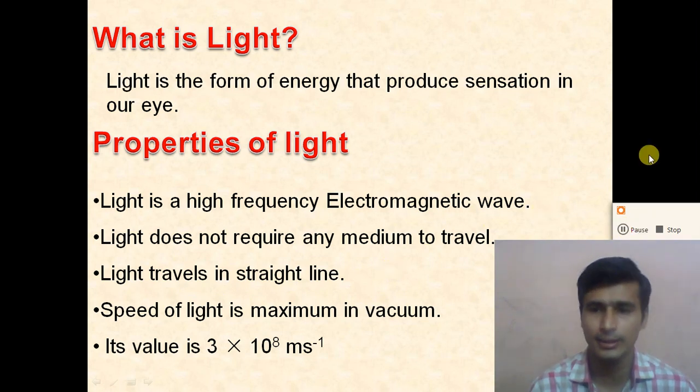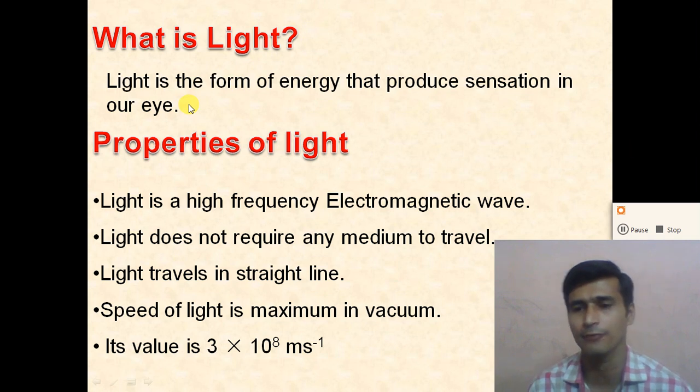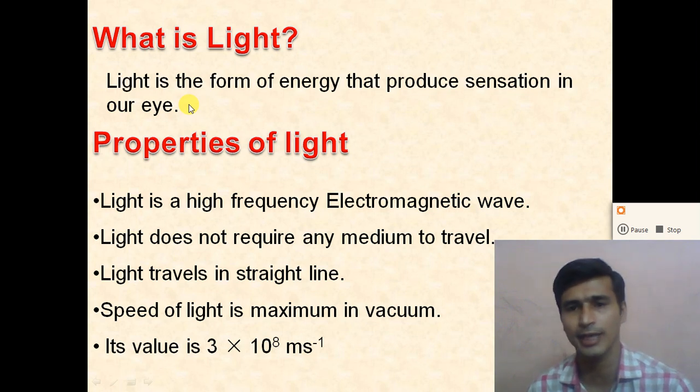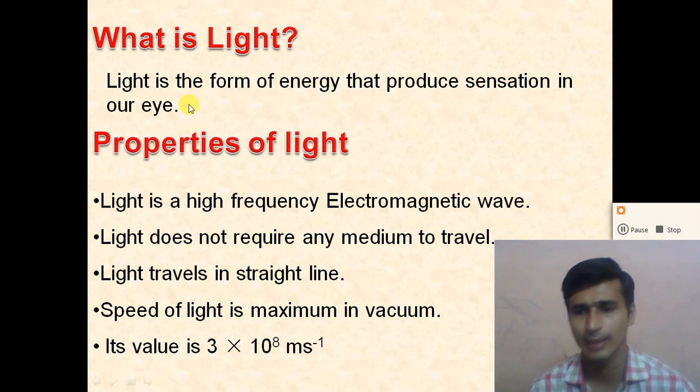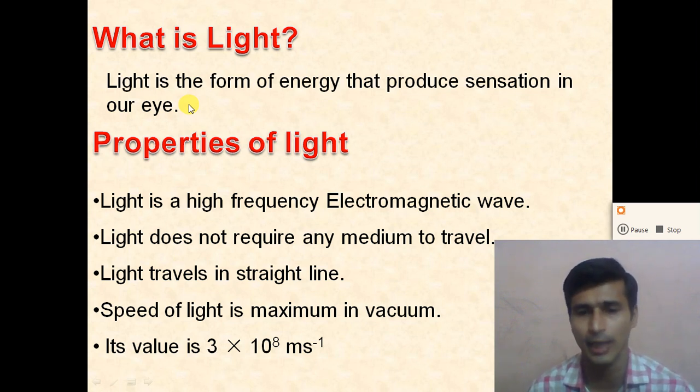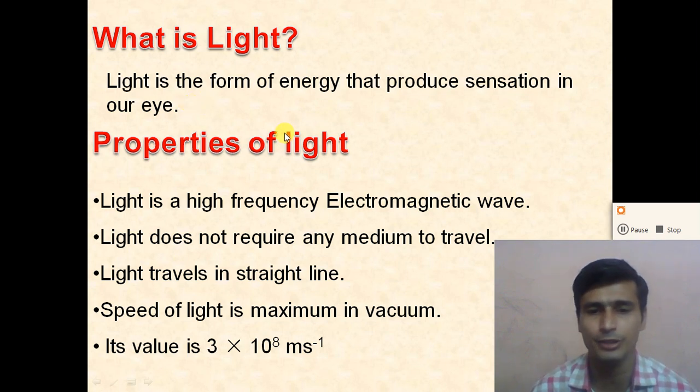So dear student, we have understood what light is and what its basic properties are. Light is a form of energy that produces the sensation of sight in our eye. Shall I revise? Light is a high frequency electromagnetic wave. It has a wavelength between 400 nanometers and 700 nanometers, right? Light does not require any medium to travel. Light always travels in a straight line. The speed of light is maximum in a vacuum or air, and its value is 3 × 10⁸ meters per second. That is, light travels 3 lakh kilometers in 1 second.